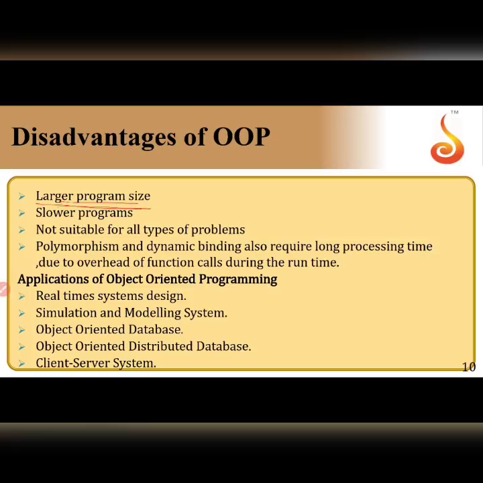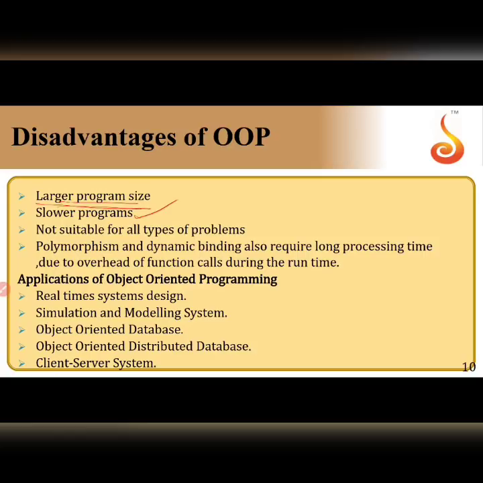Then it is slower programs. Why is it slow? Because more instructions have to be executed. Other aspects of object-oriented programs demand more system resources. Since it demands more system resources, the programs are slower, and not suitable for all types of problems. You can write a simpler program for simple problems. You don't have to always write an object-oriented program.